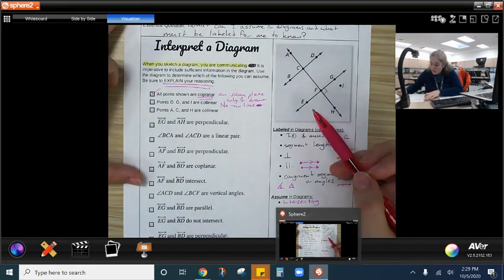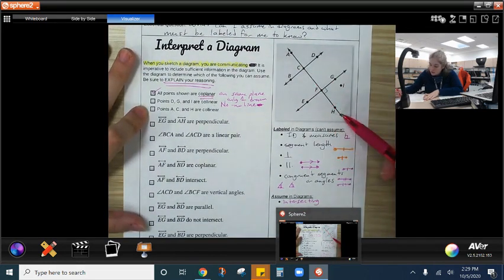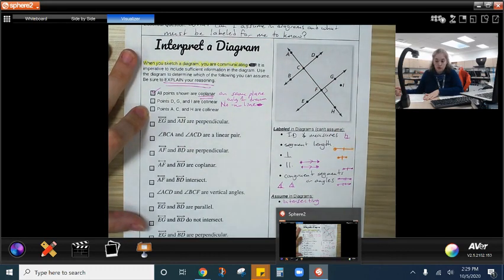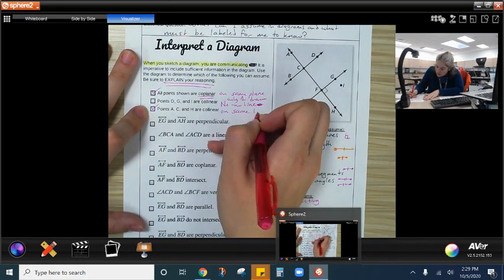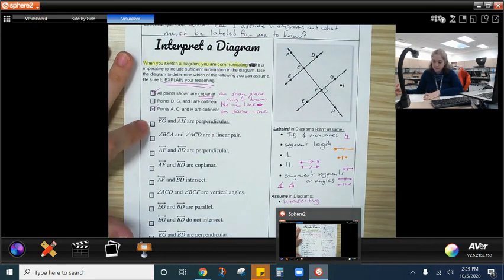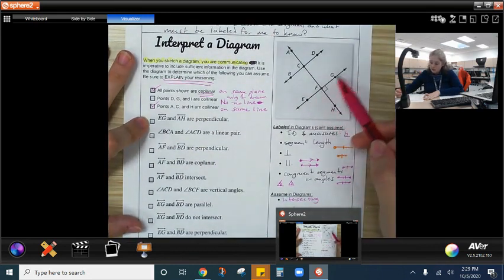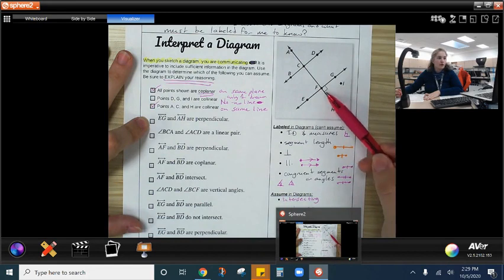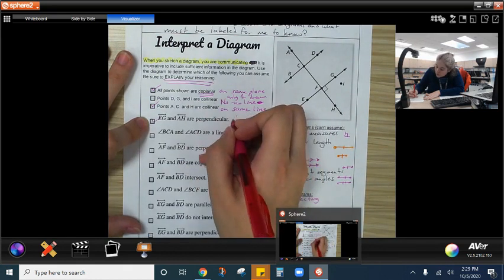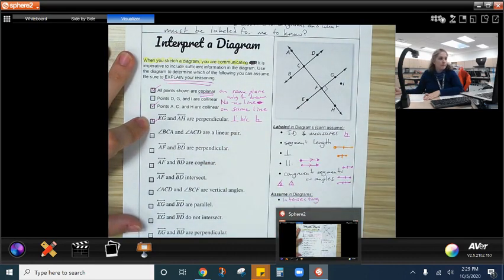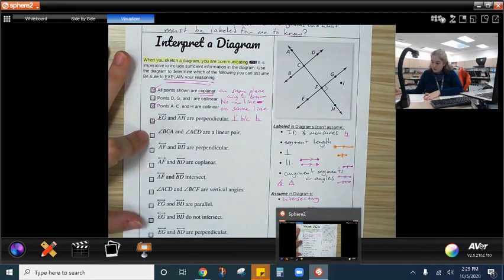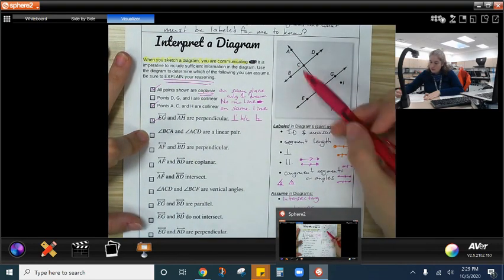Let's take a look at points A, C, and H. A, C, and H are collinear. Is that true? Yes, they're on the same line. All right, line EG is perpendicular to line AH. Hey, there's a right angle there. So can we assume that they're perpendicular? Yes, because there is a right angle.